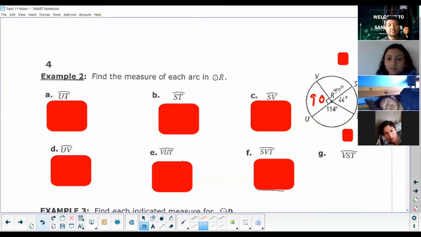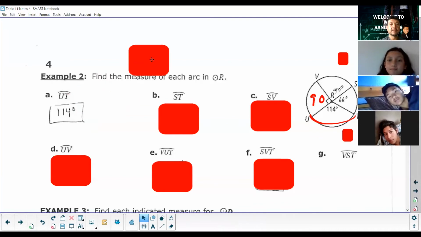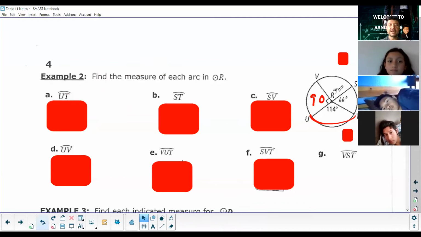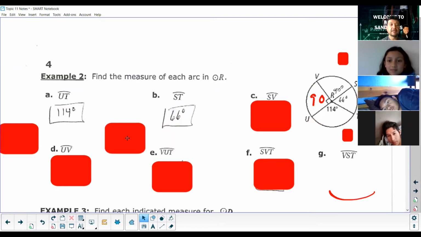Marcus, what's under this first one? A? Yeah, A. How much is that? That would be 114, right? Good. Max, do the next one. For B? Yeah, for B. What is the measurement of ST? 66. Good. All right, that's the next one. SB. We're done.